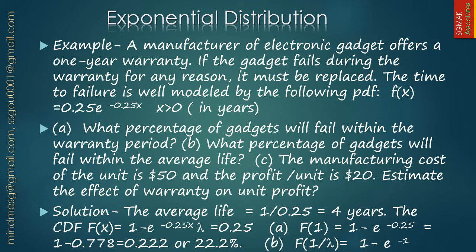And if you want to find out what percentage will fail within the average life, instead of x we put 1 over lambda, and we get 63.2%. So if a random variable follows an exponential distribution, and you're modeling failure time, then the probability of failure within the average life is always 63.2% or 0.632.